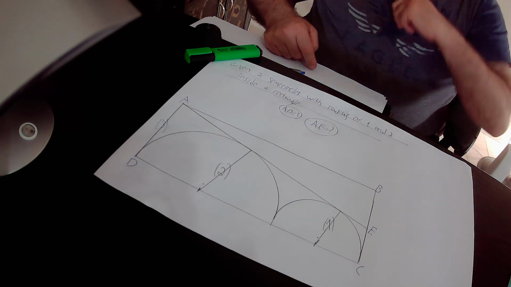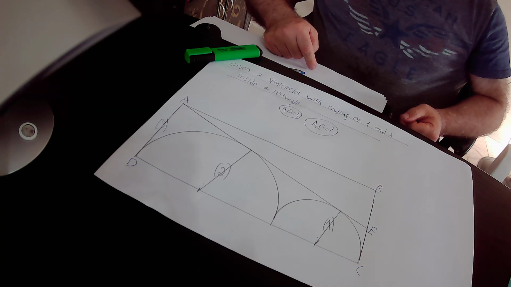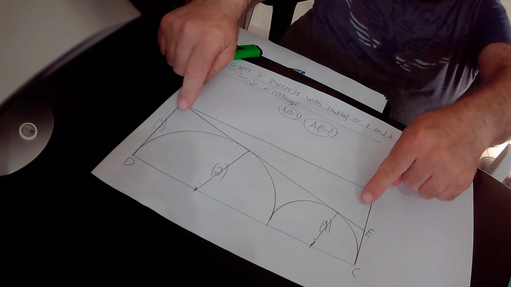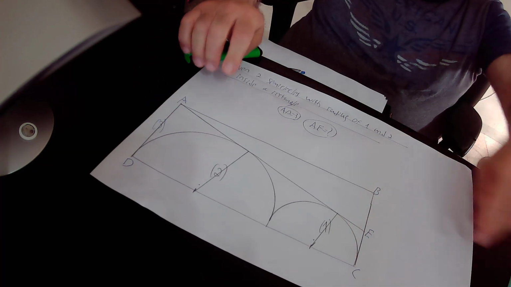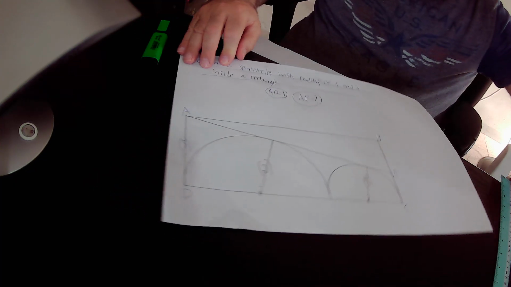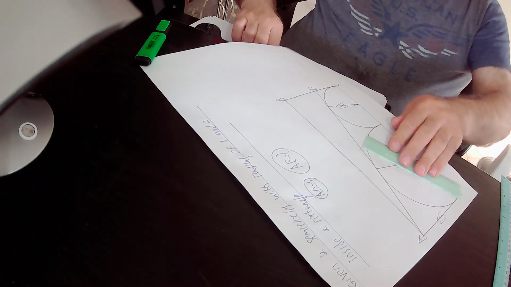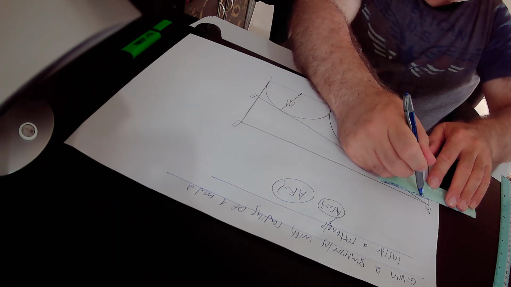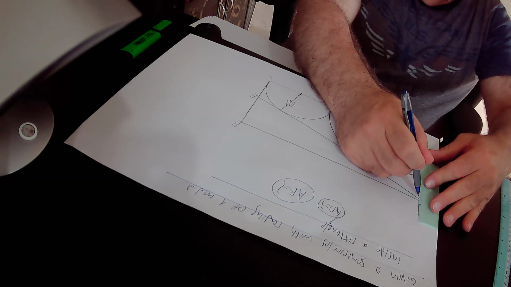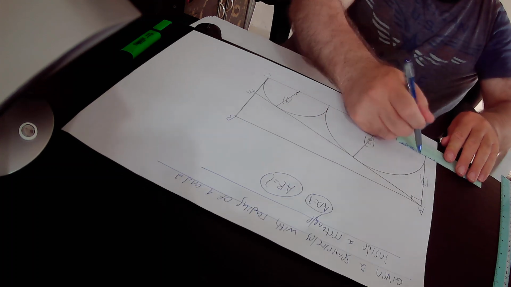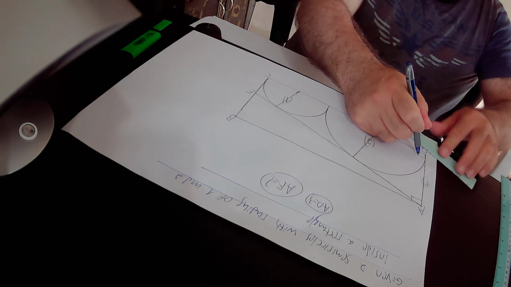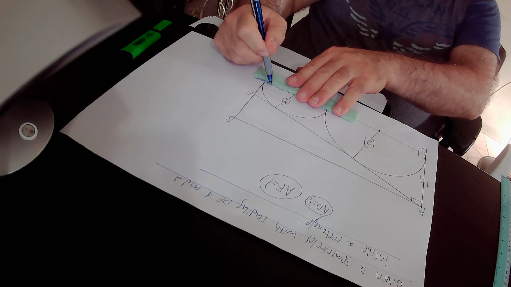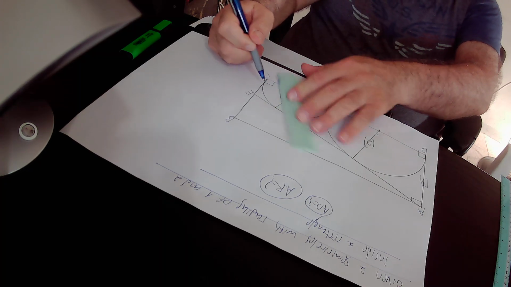Okay, so first of all, we know that all the angles inside any rectangle are right angles. So those 4 angles are all right angles. So this angle is a right angle. This is also a right angle. This is a right angle. This is also a right angle.